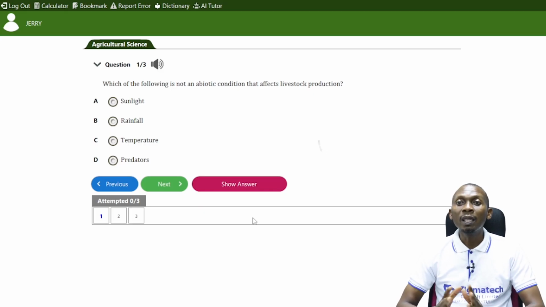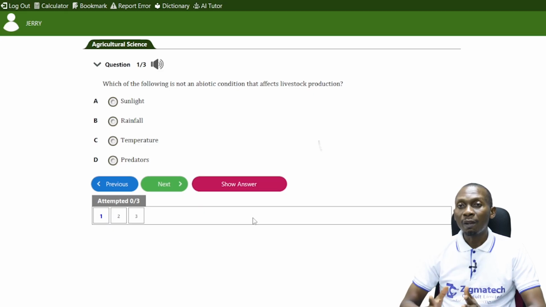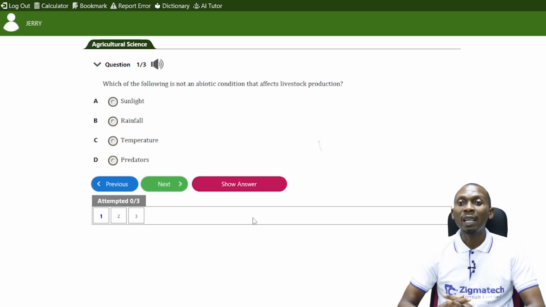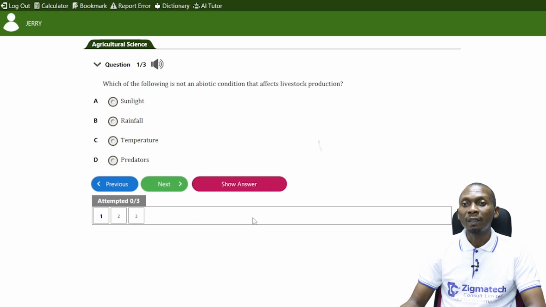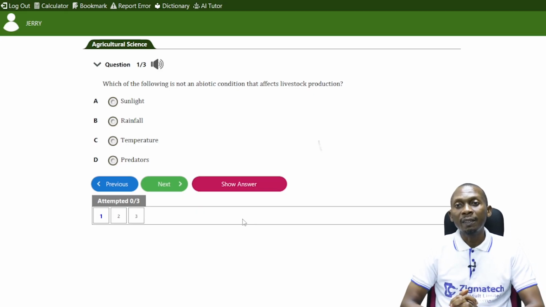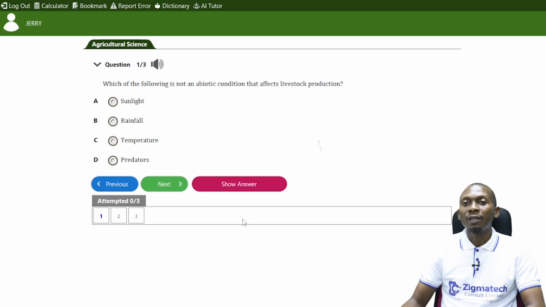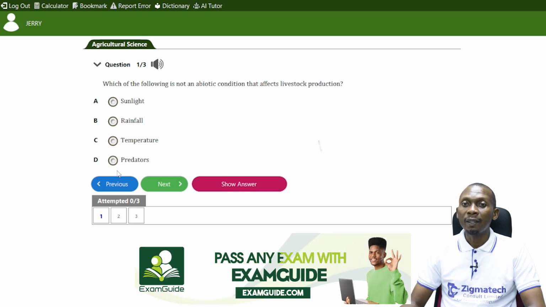These are non-living factors, environmental factors like sunlight, rainfall, temperature, while biotic factors or biotic conditions are the living factors like predators and soil-borne organisms. All of these are living factors. So in this case, which are biotic factors? The question here is, which of the following is not an abiotic condition? So the answer here is D.